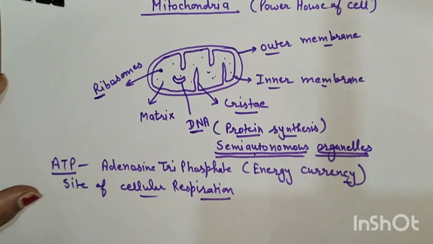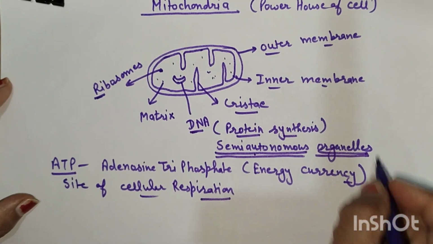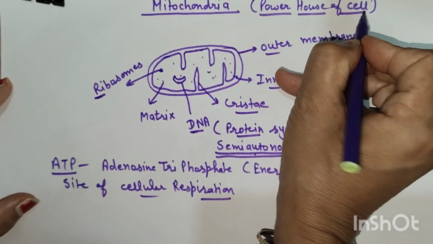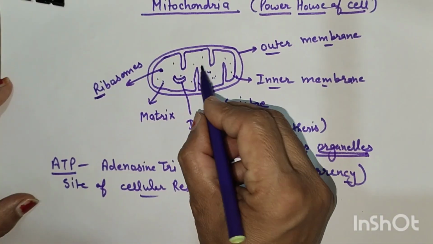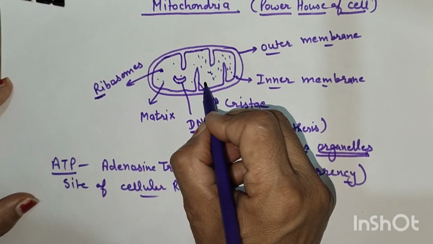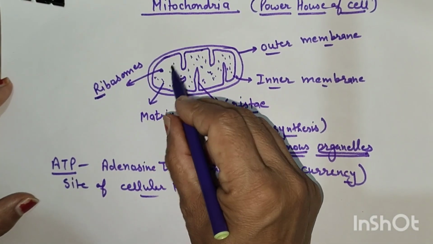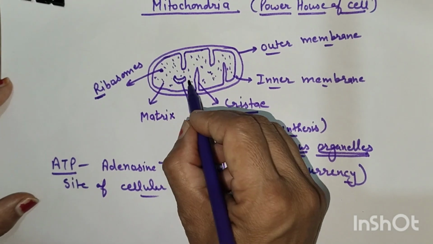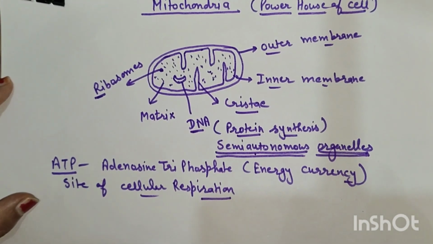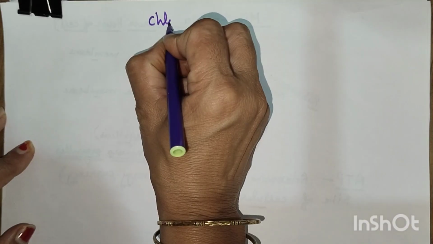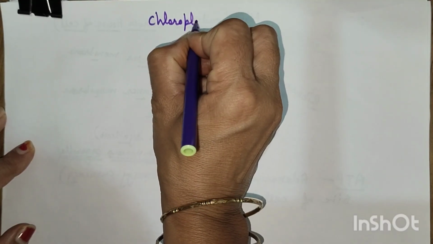It can replicate itself. This is called the powerhouse of the cell because it gives power to the cell, or the energy currency ATP, for the various activities in the cell or body. This is mitochondria. Structure of chloroplast.